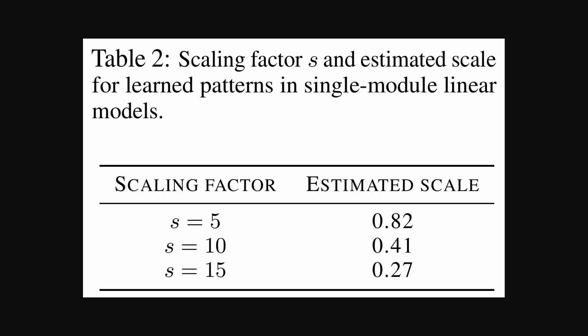Okay, so building on those impressive gridness scores, Table 2 now examines the relationship between the scaling factor, S, and the estimated scale of these learned patterns, specifically for the linear models. This scaling factor S, well, it's a key part of the conformal isometry hypothesis, representing how much physical distances are magnified or shrunk when mapped into the neural representation. What we see here is quite direct. As S increases, say from 5 up to 15, the estimated spatial scale of the grid patterns actually decreases from 0.82 down to 0.27. This inverse relationship is exactly what the theory suggested.